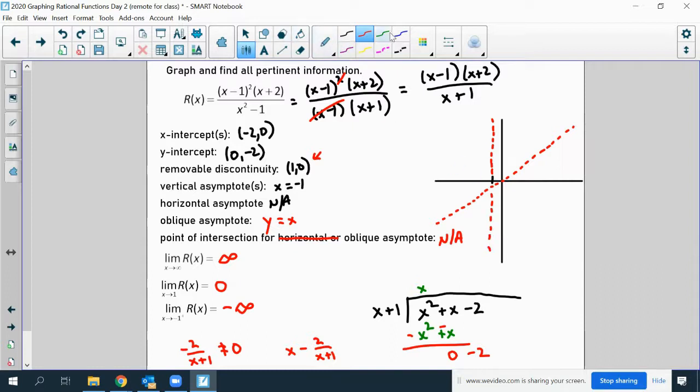I know that I have a hole at 1, 0. I know that I have 0, -2, and -2, 0 as points on my graph. And then after that, it's pretty straightforward because I never cross the oblique asymptote. I know how to make something that kind of looks like the shape of my graph.